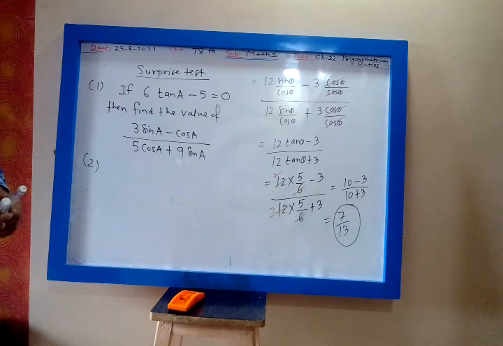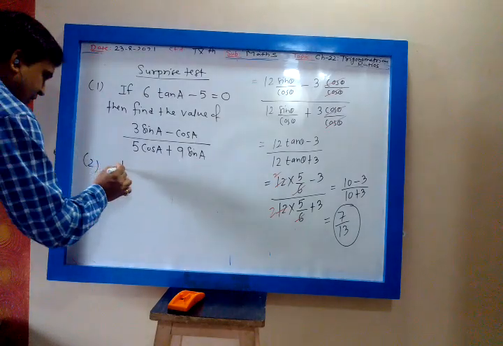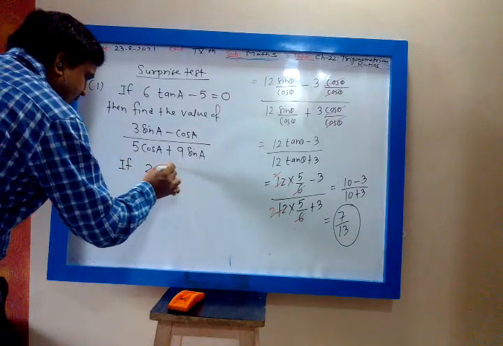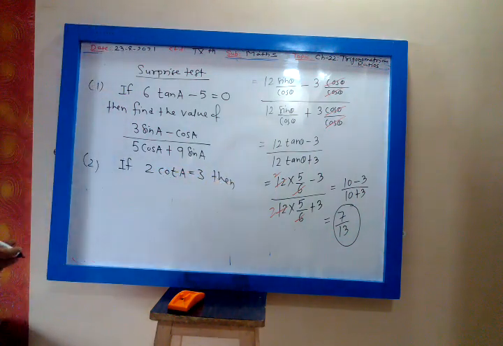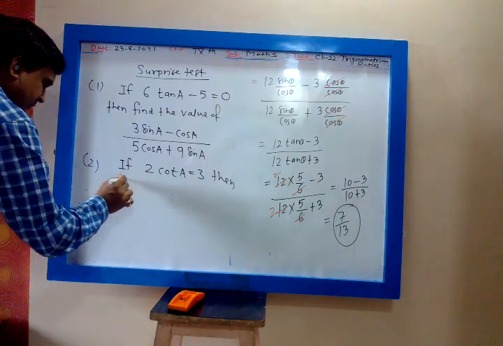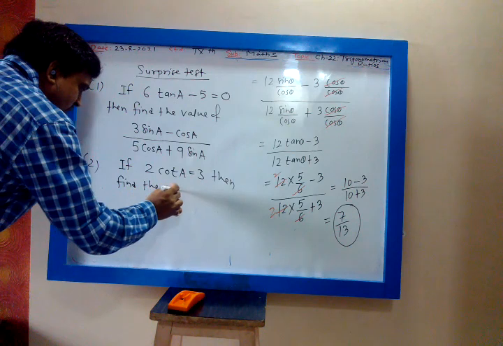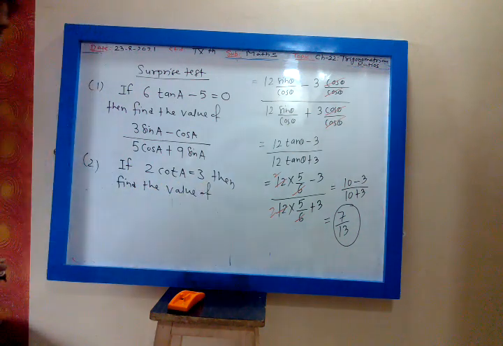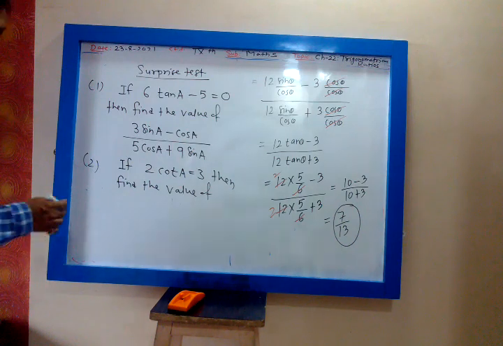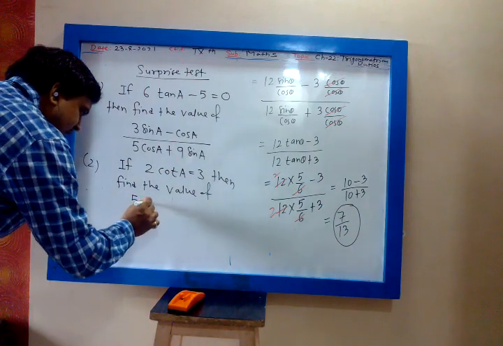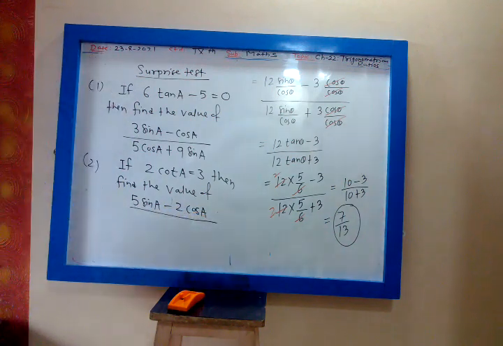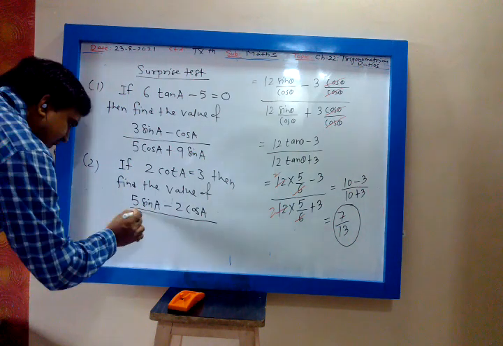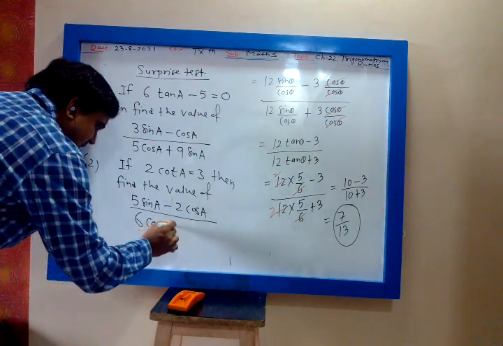Now next question. If 2 cot A is equal to 3, then find the value of 5 sin A minus 2 cos A upon 6 cos A plus sin A. Do it fast.